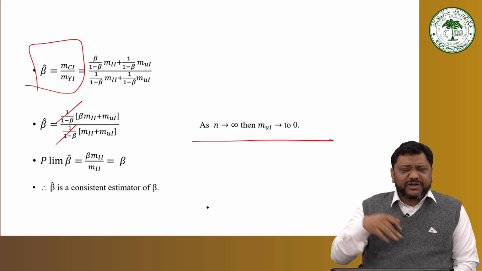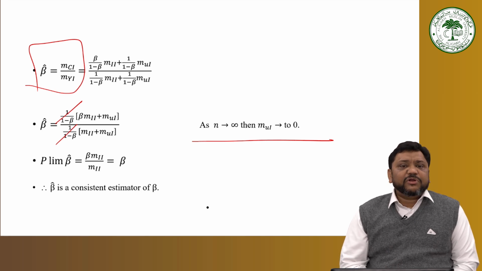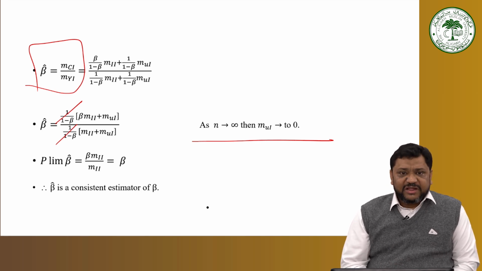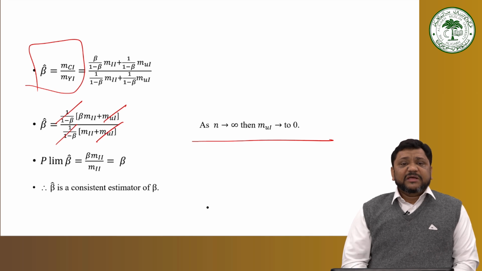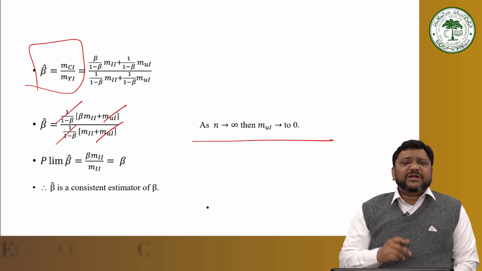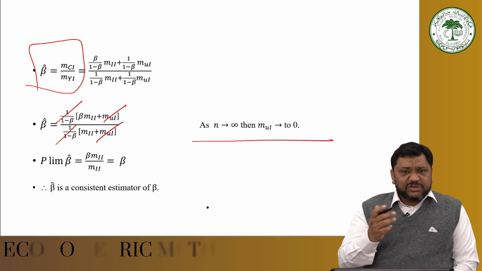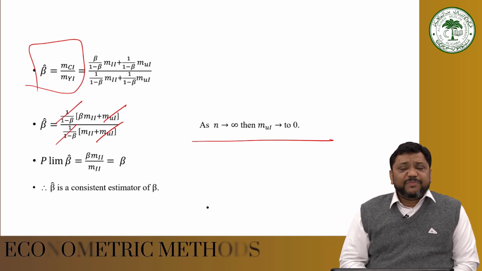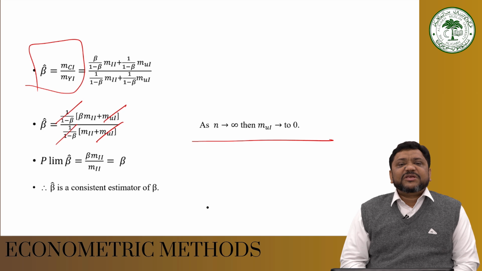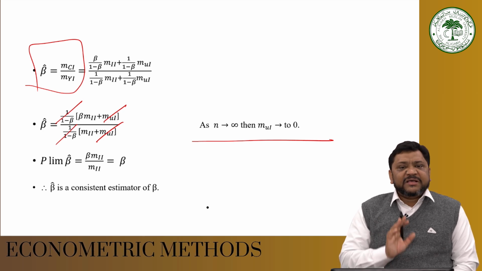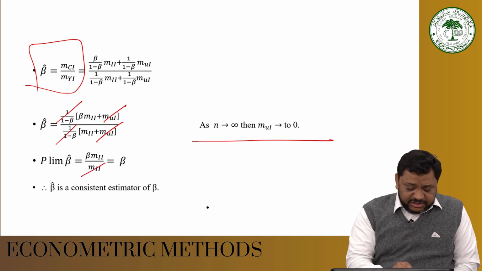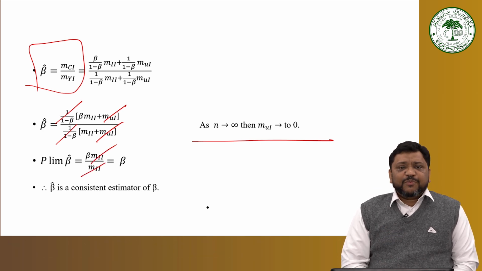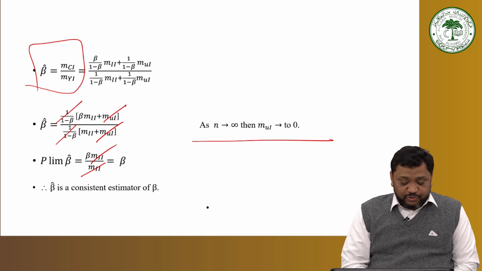Again, when n tends to infinity, because n becomes very large, m_ui will also become 0. So what we are left with is that the probability limit of beta hat is equal to beta m_ii, because m_ui has become 0 in the numerator and denominator, as it happens when n tends to infinity. So the probability limit of beta hat is equal to beta m_ii divided by just m_ii. So m_ii is in the numerator and also in the denominator, these two cancel out. So we are left with probability limit of beta hat is equal to beta.